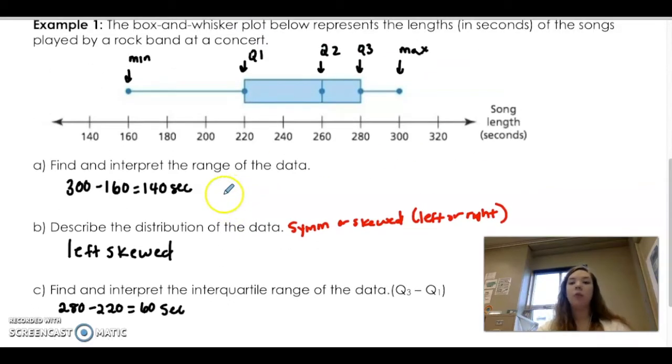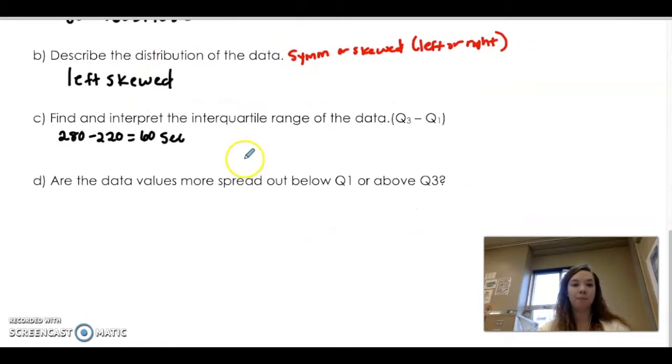Are the data values more spread out below quartile 1 or above quartile 3? So that's where we're looking at our whiskers here. It looks like our left whisker is longer than our right whisker, so we would say below quartile 1. All right, so that's it for this page.